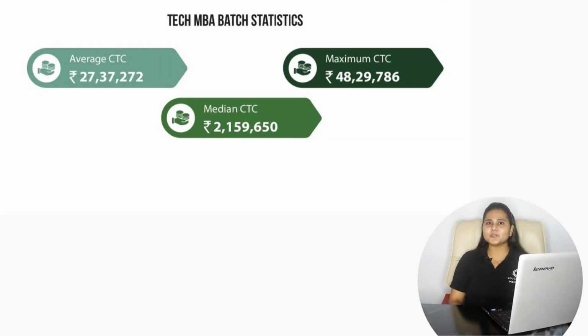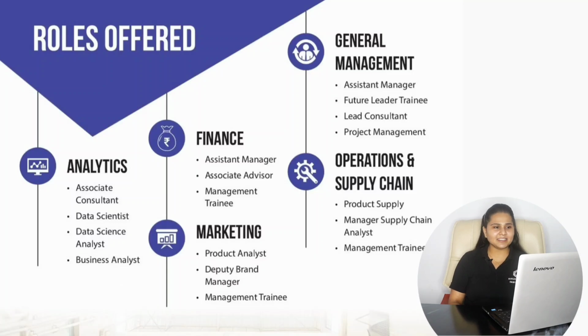Then if we consider the roles offered for the various sectors at IIT Madras, for general management, those were assistant manager, future leader trainee, lead consultant, and project management. For operations and supply chain management, it was product supply manager, supply chain analyst, and management trainee. For finance, assistant manager, associate advisor, and management trainee. For marketing, it was product analyst, deputy brand manager, and management trainee. For analytics, associate consultant, data scientist, data science analyst, and business analyst. So these are all the roles offered for the batch of 2024.